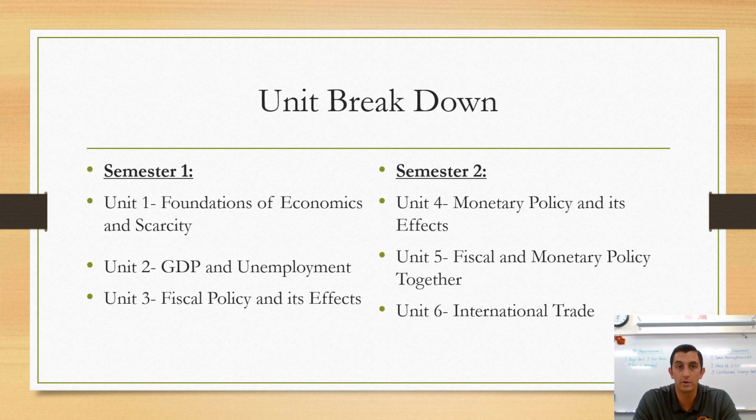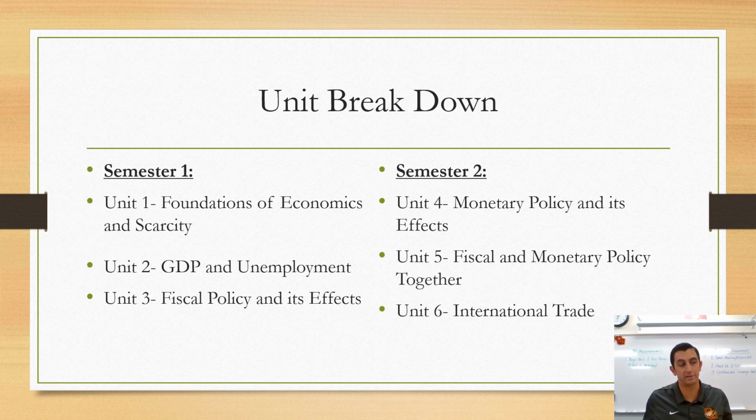The unit breakdown: each semester we cover 3 units. So right now in the fall semester, we're nearly completed with Unit 1, which is the foundations of economics. Unit 2 will be understanding what GDP is and unemployment, as well as getting a sense of what inflation is. And then the third unit, which is our final unit this semester, is on fiscal policy and its effects.